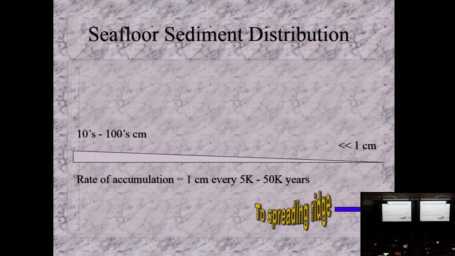So let me explain this diagram. Here, on this side, you are in Boston, say, Woods Hole, oceanographers leaving from Woods Hole. They set out, and close to the continent, you have tens to hundreds of centimeters of sediment. And this stuff gets laid down very, very slowly. You see that the rate of accumulation is about 1 centimeter every 5,000 to 50,000 years. So it's a tiny amount of sediment that gets laid down every 1,000 years or so.